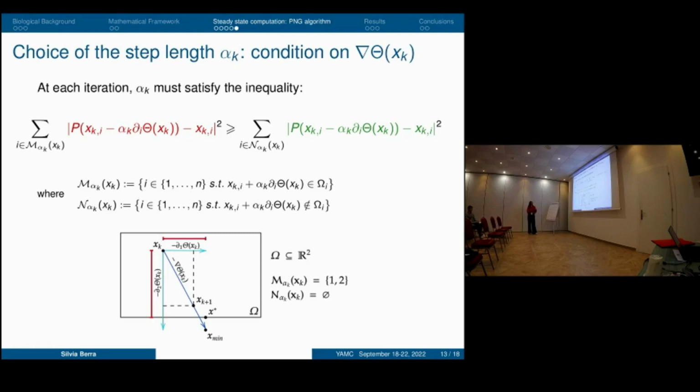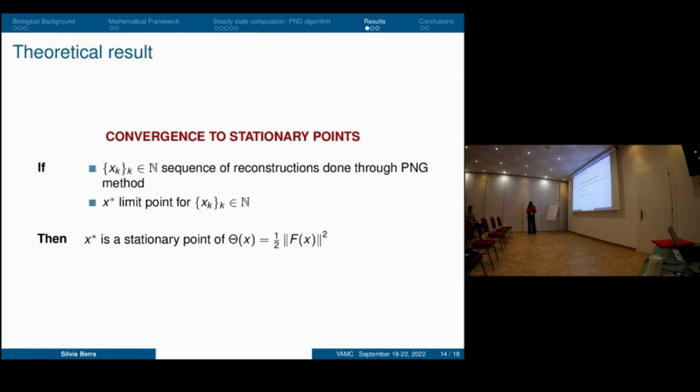Why have we chosen to add this condition? Because this condition allows us to give a result also from a theoretical viewpoint. Indeed, if we have a sequence of reconstructions and this sequence has a limit point, then this limit point is a stationary point for this function here, so for the norm of f. And so this way we are pretty confident that we are going towards a good point, the point we were looking for.